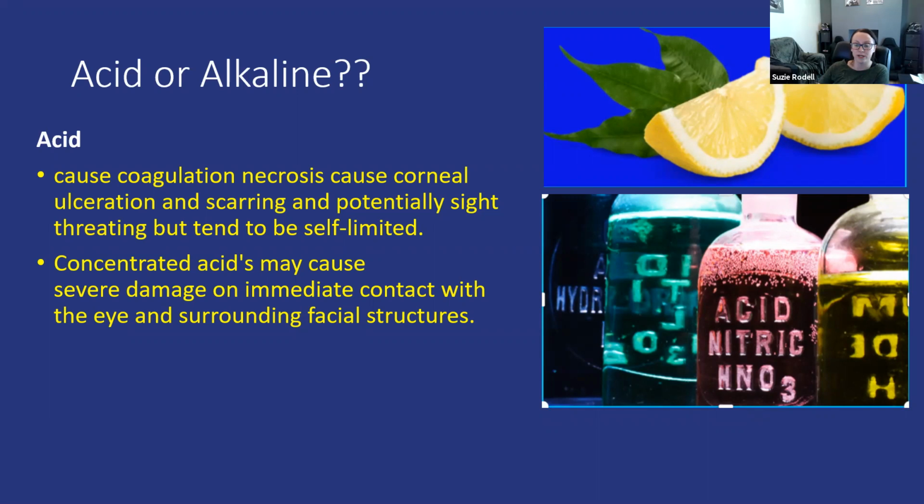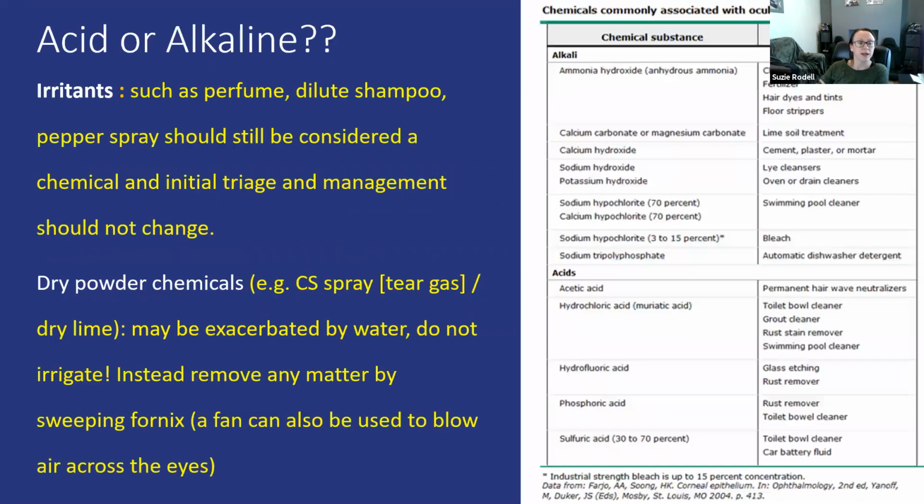And commonly, as well as acid and alkaline, there's another subcategory of irritants. Irritants tend to consist of perfume, dilute shampoo, and pepper spray. Perfume, dilute shampoo and pepper spray tend to be irritants as opposed to acid or alkali.